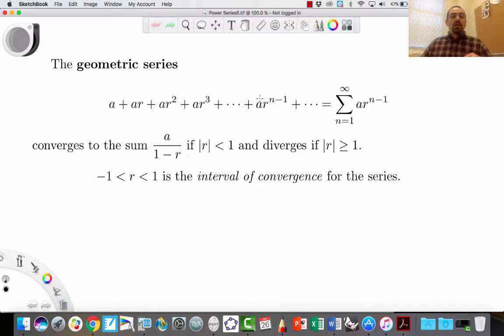If r is equal to 1, then the sum becomes too big. And if r is bigger than 1, then it certainly becomes too big. We call this radius the interval of convergence. That's to say that this series will converge as long as r falls between negative 1 and 1. All right, let's take a look at an example here of how to use the geometric series.